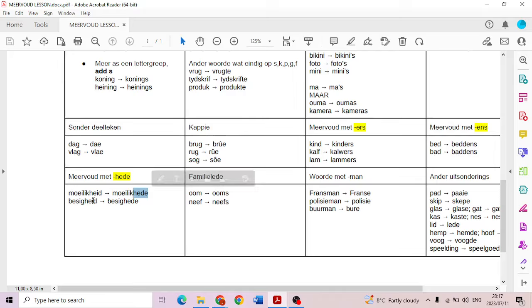As you can see, there's also besagheid there that becomes besaghede. Then all family members must get an S. I think that's easy enough to remember. All family members must get an S.